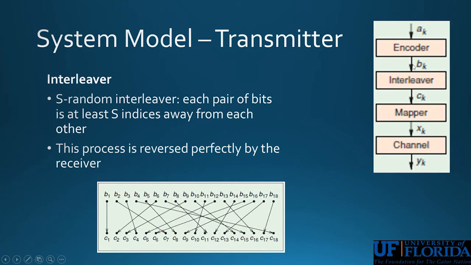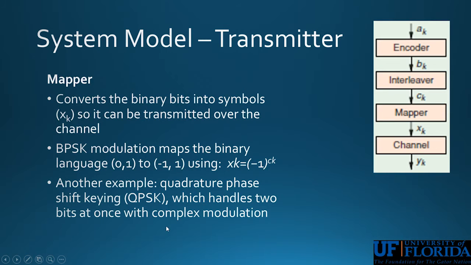Next, we have the interleaver. The S-random interleaver works basically by making sure that a pair of bits are S indices away from each other. The process is perfectly reversible and is reversed by the receiver. Here's an example of 18 bits with a 3-random interleaver, I believe. That signal goes to the mapper.